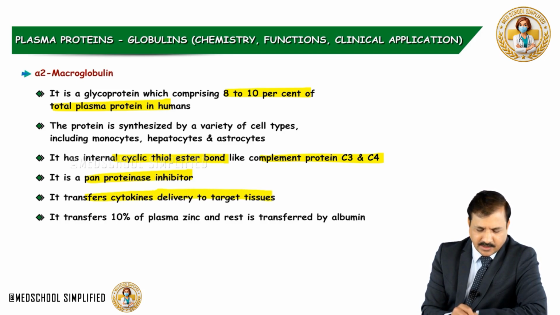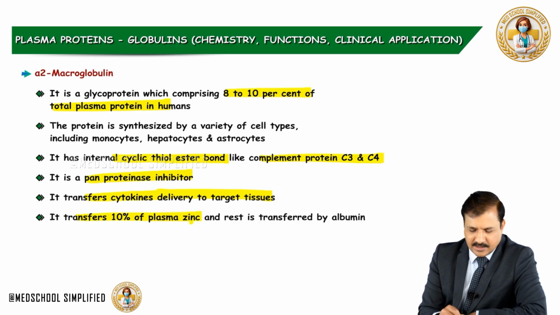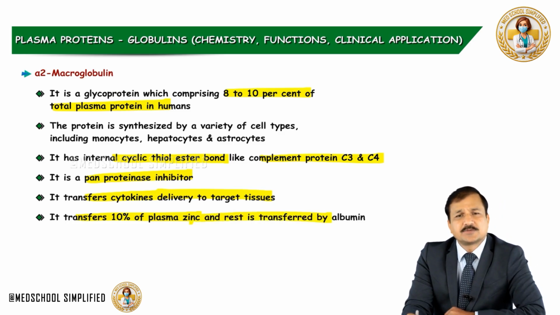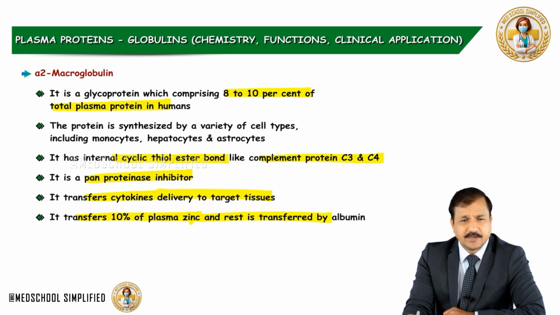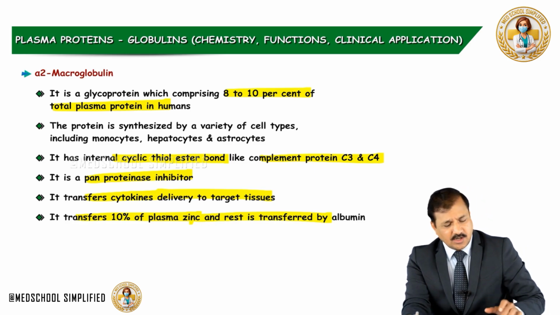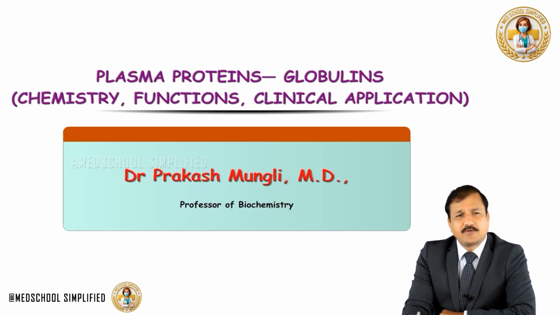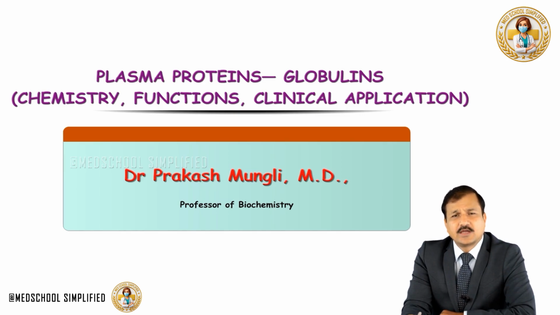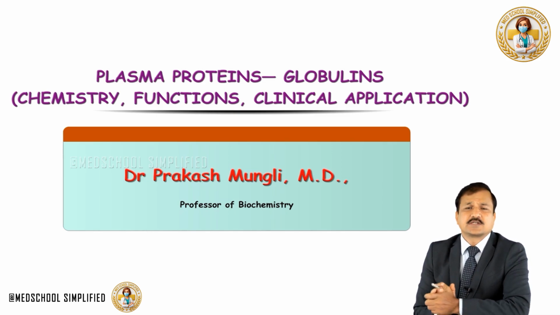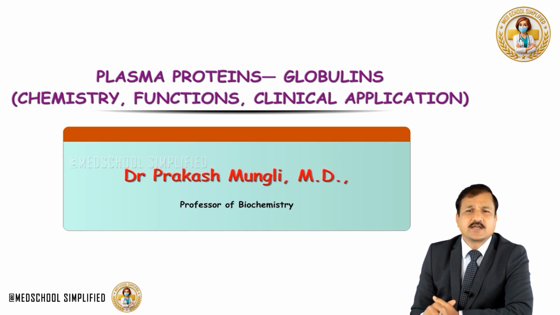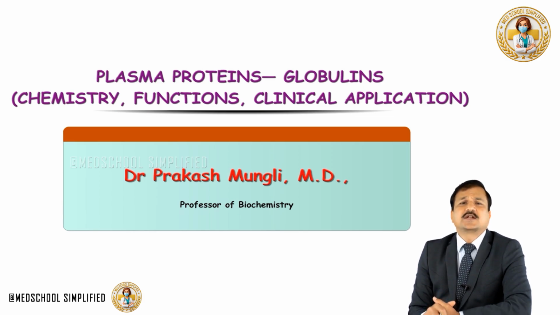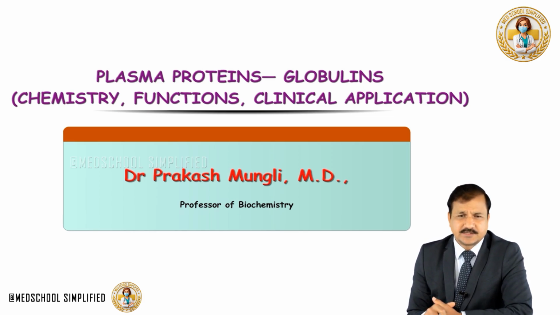Alpha-2 macroglobulin also transfers 10% of plasma zinc, and the rest of the zinc in the plasma is transferred by albumin. So these are the different types of globulins that are found in our plasma, and all the functions, characteristics and clinical applications of some of the important globulins that I have explained in this particular lecture. Thank you.